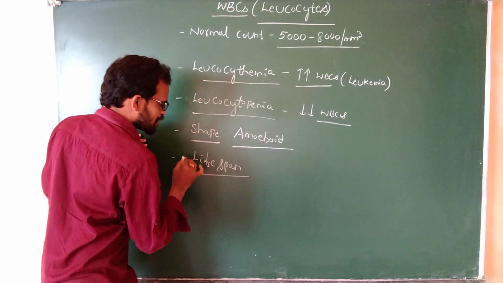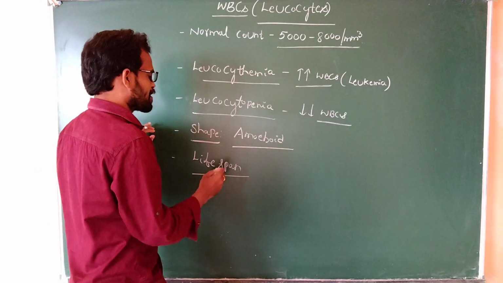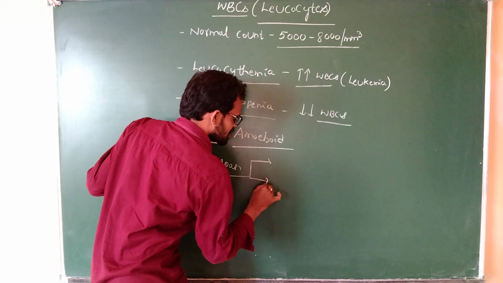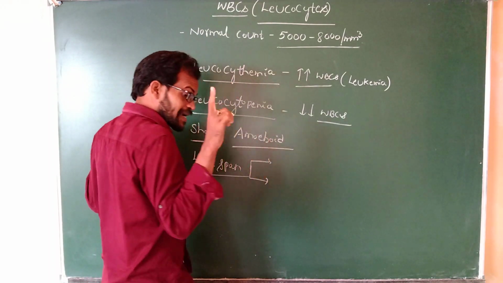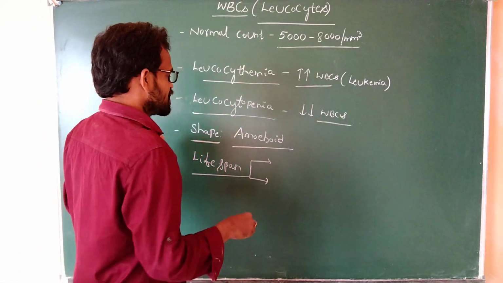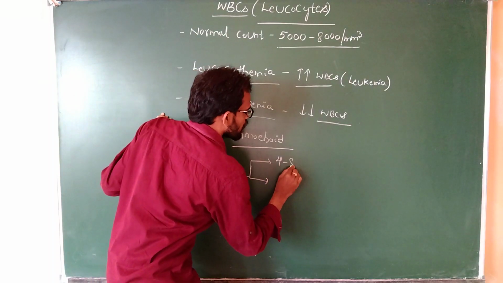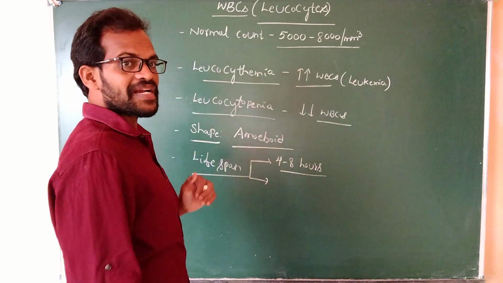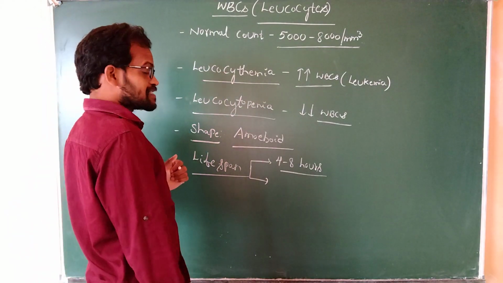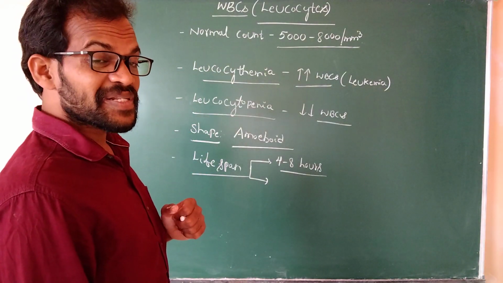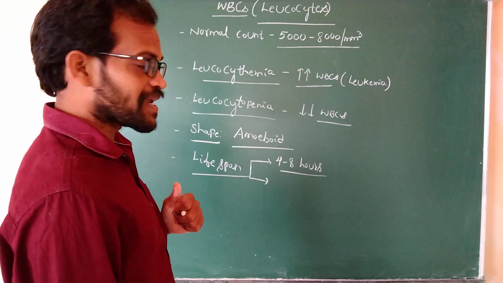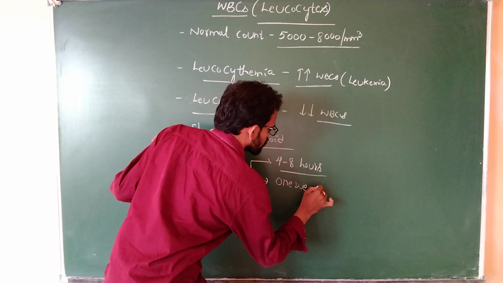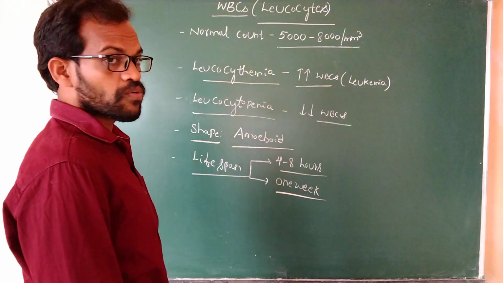Coming to the lifespan of the white blood cells. What is the lifespan of the white blood cells? When the white blood cells are present in the blood, it is 4 to 8 hours. Or when they are present in the tissues or the capillaries, it is 1 week.